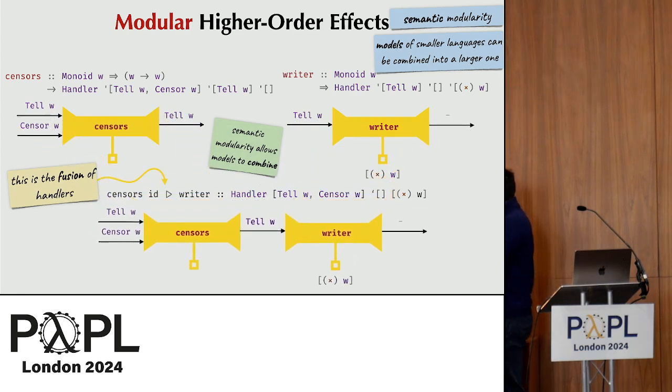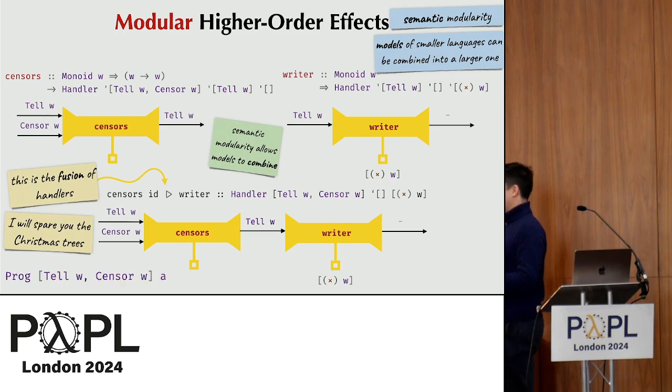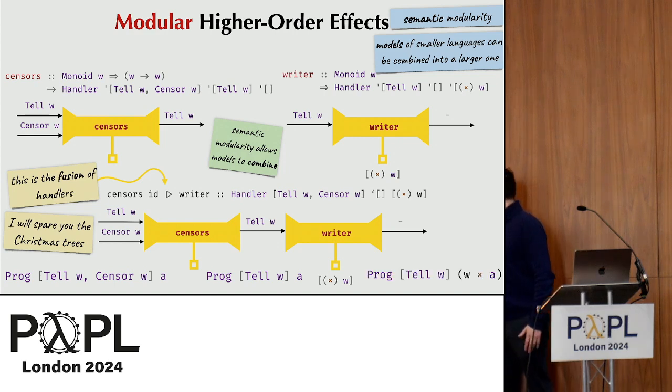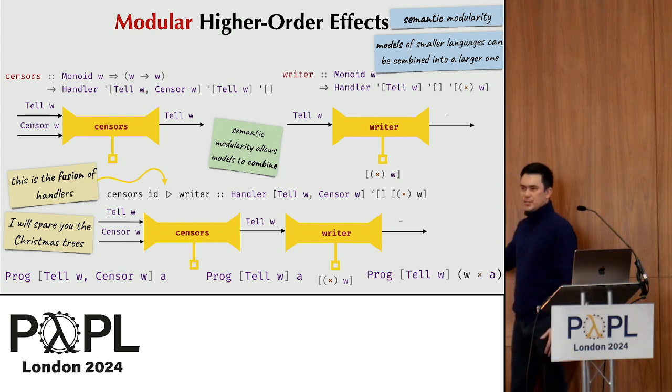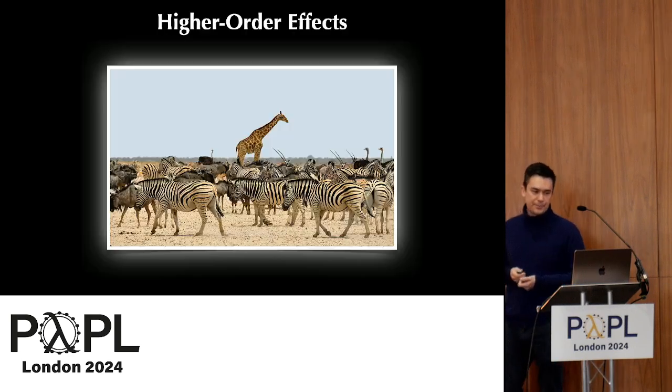So we can take these two handlers, fuse them together, and consider this to be a single tree transformer that goes from one side to the other. I'll spare you the Christmas trees, but what we can do is start with a program with tell and sensor effects, and the output's pure values of type A. We can pass it through the first part to remove the sensors and just have tell of A, and then we can pass it through the writer effect, which should leave it empty, and then just W cross A at the end. So there's a way of removing effects as we work through this. And that was done by the combination of handlers, which we call the fusion of handlers.